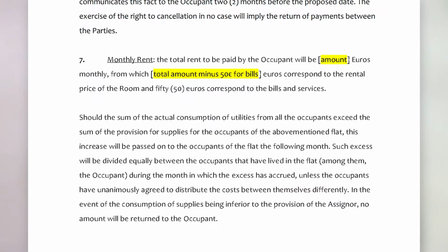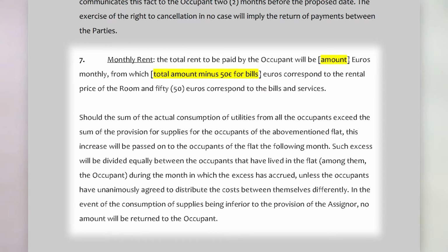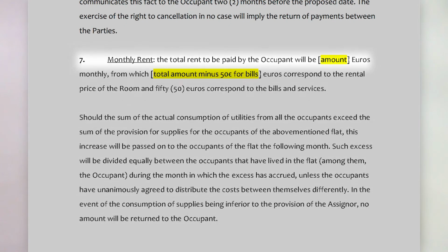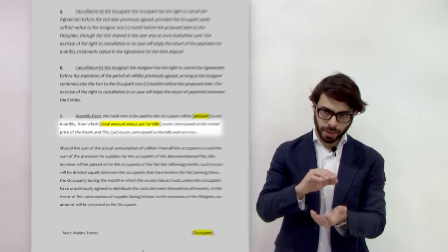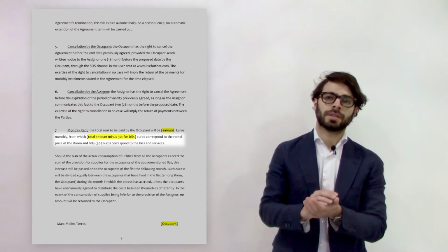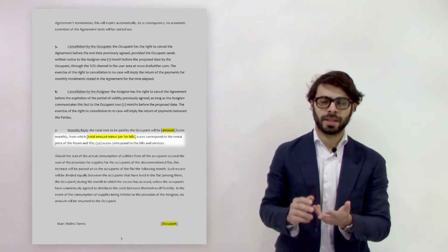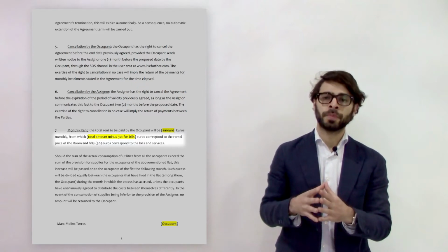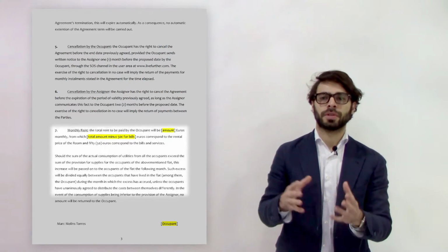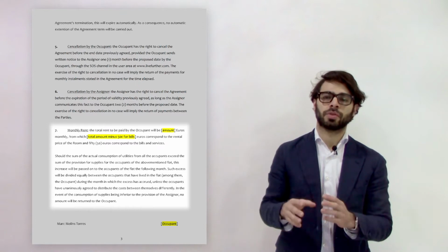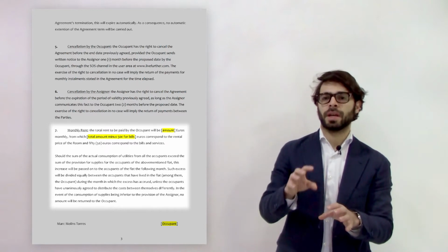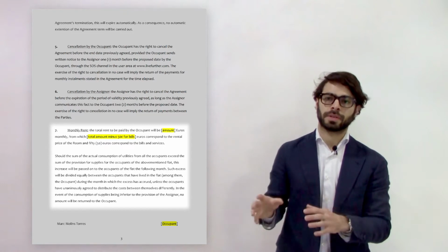Now the next clause is the rent, which is how much you pay monthly for your room. This obviously depends on the type of your room. What you need to take into account is that there is a €50 provision inside of your rent, destined to pay water, gas, electricity, etc. In case the consumption of you and your flatmates exceeds €50, the excess is allocated evenly among all the flatmates, among you and the rest.